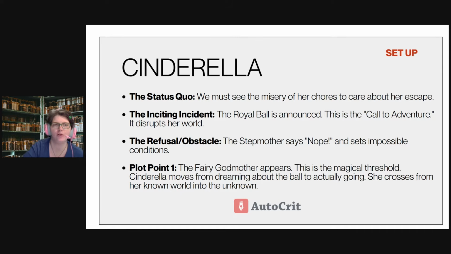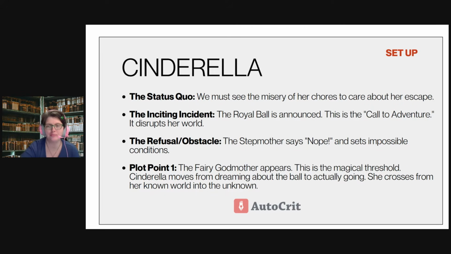Her status quo is going to be her utter misery, right? You meet Cinderella, she's doing her chores, she has her evil stepmother and her step siblings, and she is just downtrodden. The inciting incident, though, is the announcement of the royal ball, and that's going to completely disrupt her world. After her stepmother sets some impossible conditions, so we have the refusal, we are led into plot point one, which occurs when the fairy godmother appears.